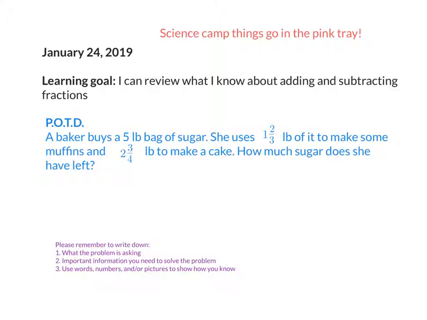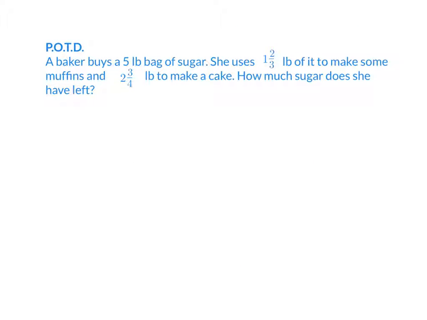Because our test is tomorrow, today is all about reviewing and helping us make sure we understand and clarify any misconceptions we might have about working with fractions. Let's first start by talking about today's problem of the day. It says a baker buys a 5-pound bag of sugar. She uses 1 2/3 pounds of it to make some muffins and 2 3/4 pounds of it to make a cake. How much sugar does she have left?